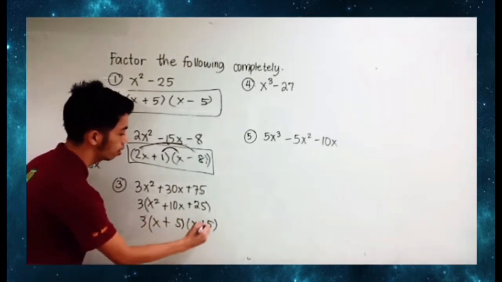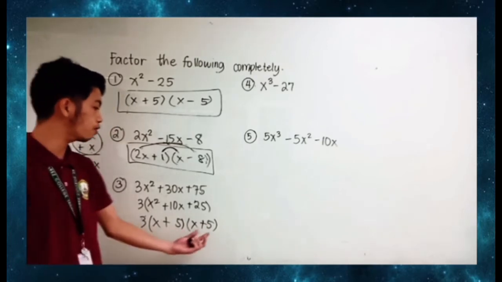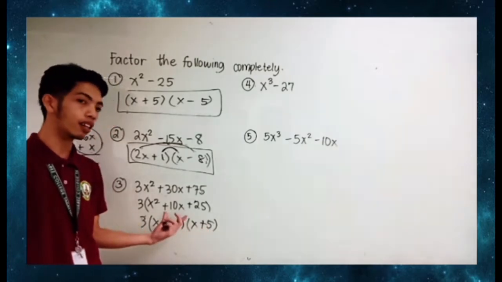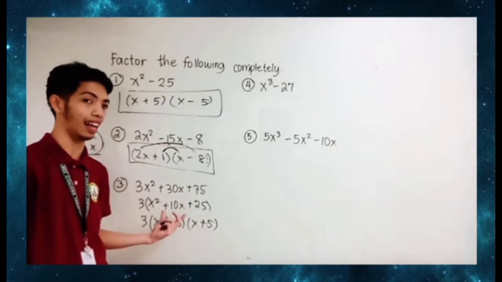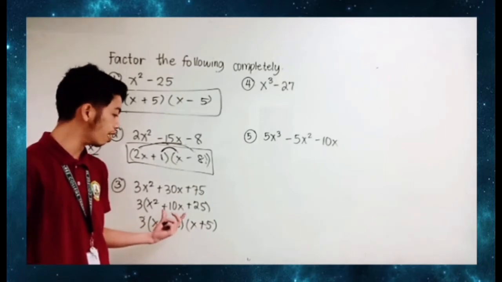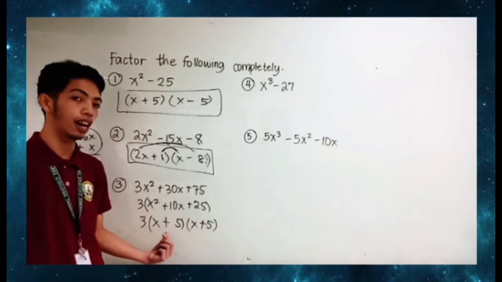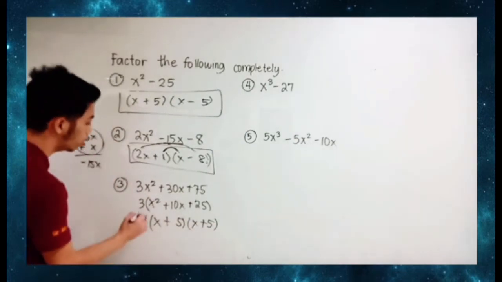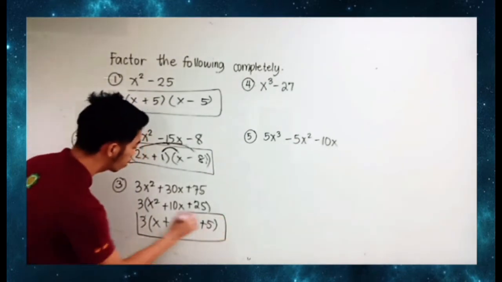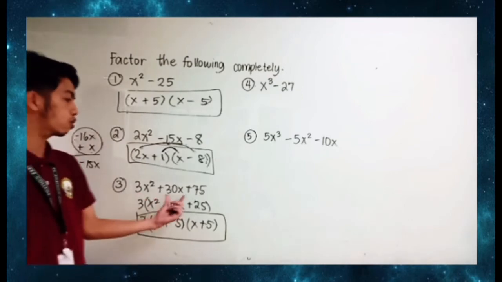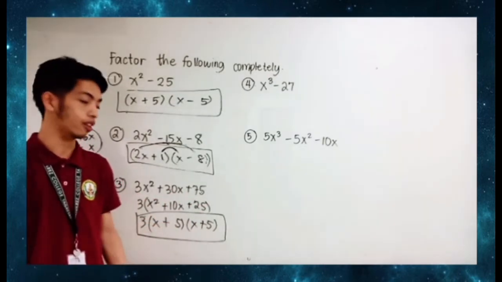Positive. Paano natin nalaman na positive yung gagamitin? Kasi, positive ang nandito sa gitna. Kapag positive ang nandito sa gitna, at ito yung positive din, so both positive ang kanyang factor. So, this is the factor of 3x squared plus 30x plus 75.